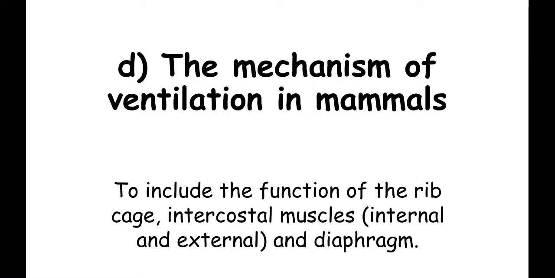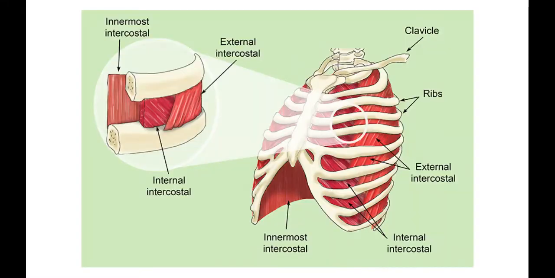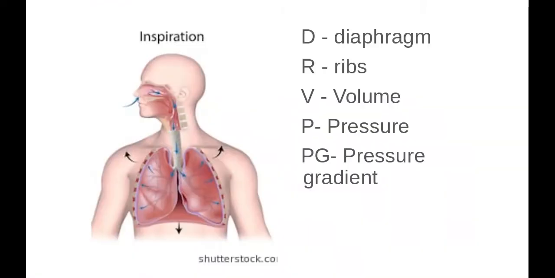So let's just look at a picture of what that looks like. Here you can see the external intercostal muscles support the outside. If you were to put your hands just on your chest, you should be able to feel your external intercostal muscles in between your ribs. And the internal intercostal muscles run along the inside of your rib cage. So with that in mind, let's have a look at inspiration first of all.